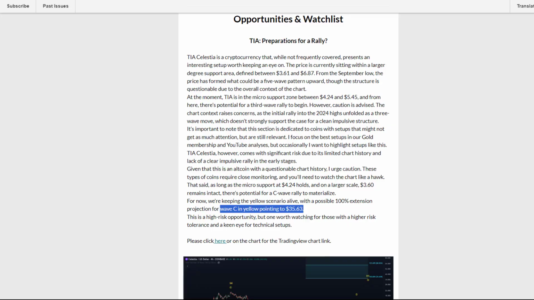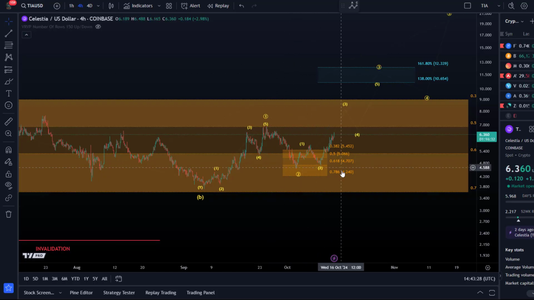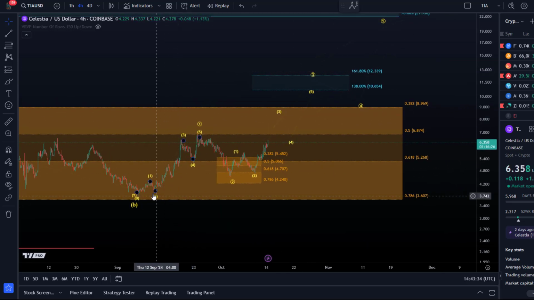Now let's go back to the short-term chart. You can see we've now moved significantly higher. We're now even at around $6.60 already. Naturally, it's a cryptocurrency chart. It's an altcoin chart that requires you to watch it like a hawk, okay?